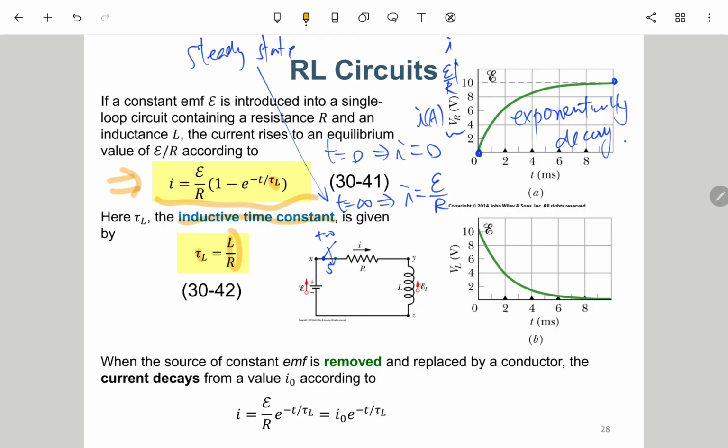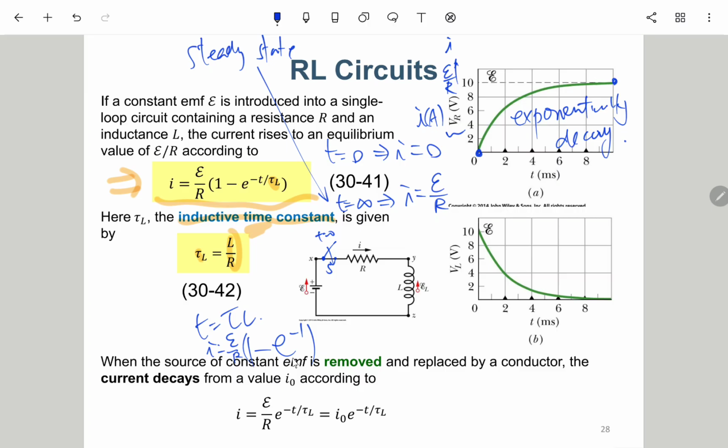L over R. Its SI unit is seconds, of course, as it is time. So what is this time? If t equals tau L, this is negative tau L over tau L, which is negative 1, so e to the negative 1. We get 1 minus e to the negative 1, and then multiplied by E over R.